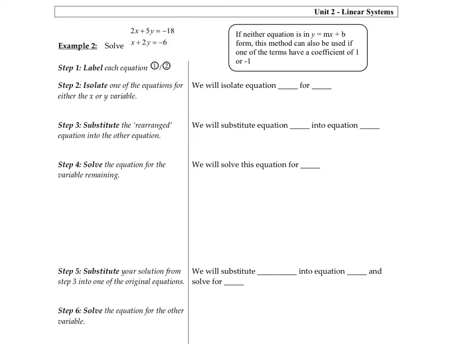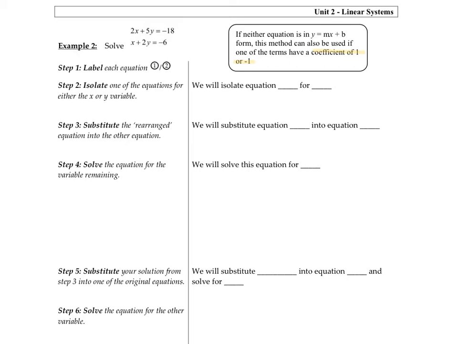In the previous example, one of the equations was already in the form y equals mx plus b. Now that might not always be the case. If, however, one of the coefficients in any of the two equations is 1 or negative 1, that means if we were to isolate for that variable, we'd get it in a really nice format. We wouldn't have any fractions.